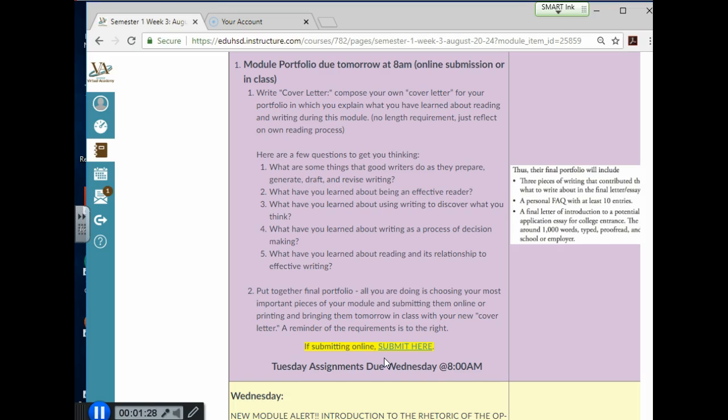So then what we're going to do is over the course of the semester, we're going to look at your writing and how it progresses and how you look at things. Okay? So we're going to have several portfolios.